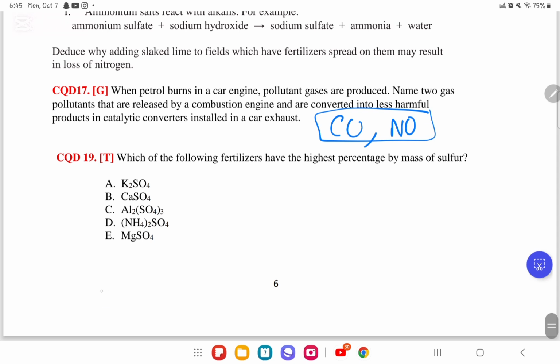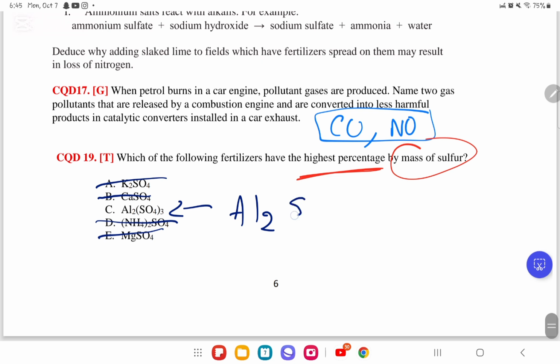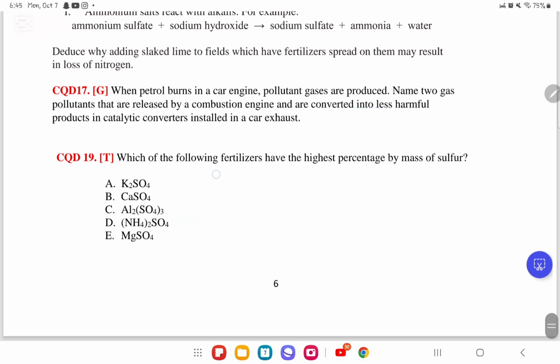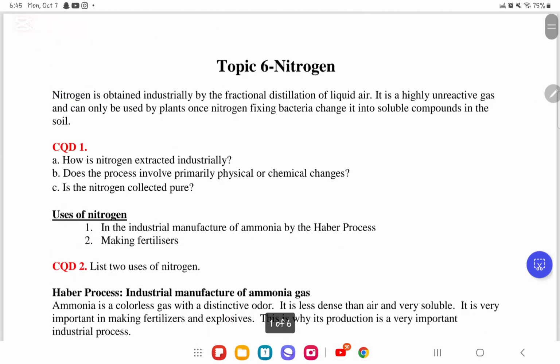And finally, the very last question. Which of the following fertilizers has the highest percentage by mass of sulfur? Just see which one has the biggest amount of S. By scanning, this has 1S, this has 1S, this also has 1S, and this also has 1S. This has 3S. Why? Because if we spread out the 3, it will be Al2S3O12. So definitely this has the highest percentage by mass of sulfur. So that is it for the nitrogen topics, topic 6 nitrogen.